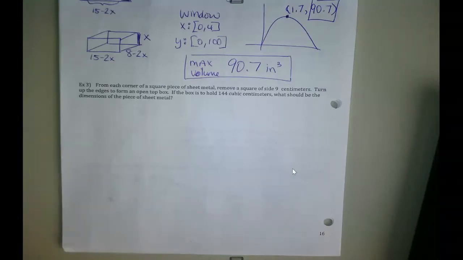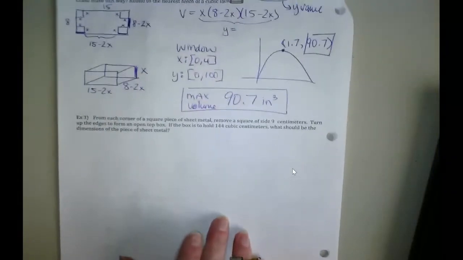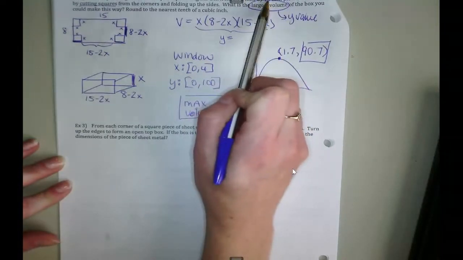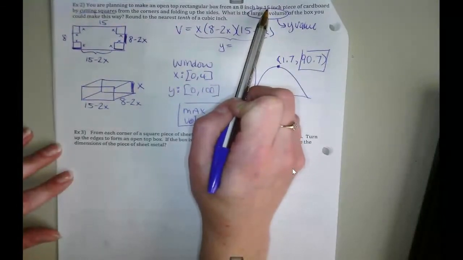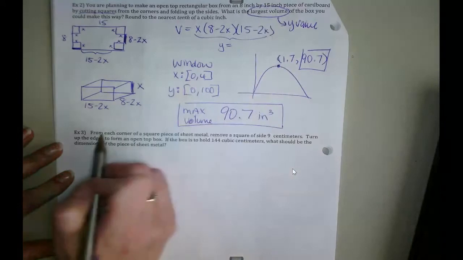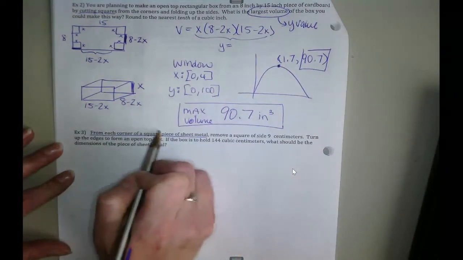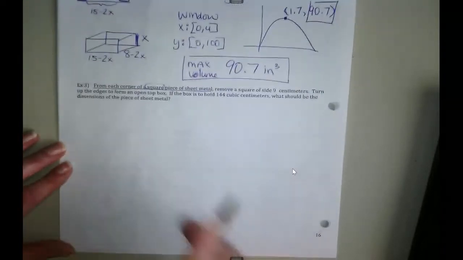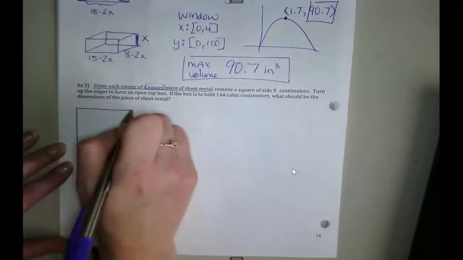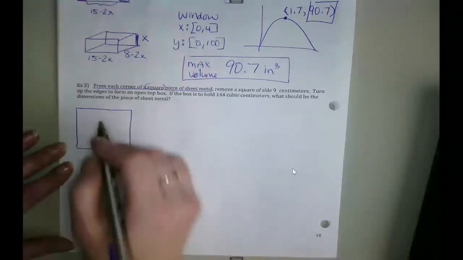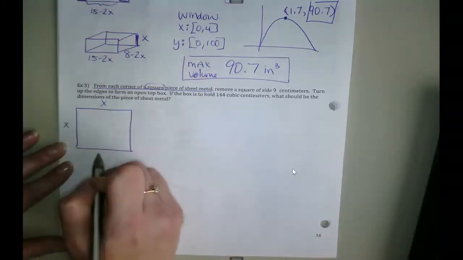This time it says, from each corner of a square piece of sheet metal, remove 9. It's different because before we were given the dimensions of whatever the material was. This time I don't know the lengths of the original piece, but it's a square. So if something is a square, I know that each side is the same. And since I don't know it, when we don't know something in math, we usually label it with an X.